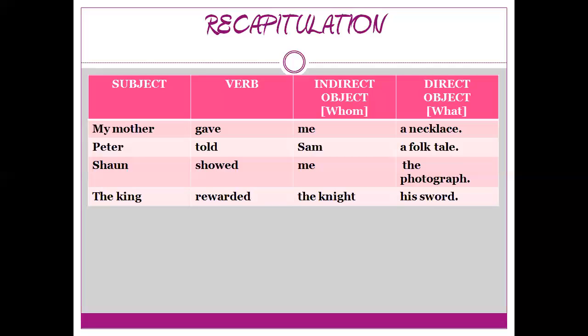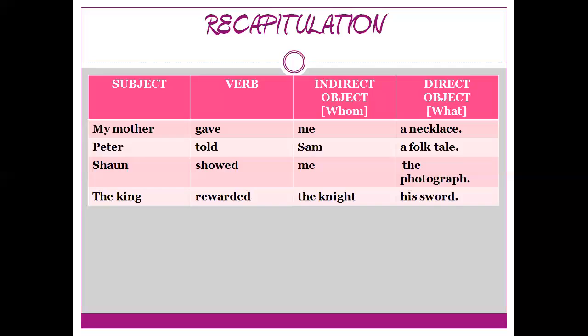Let's see the first example. My mother gave me a necklace. In this sentence, my mother is the subject. The verb is gave. And what is the indirect object here? For that, you have to frame a question: to whom did my mother give a necklace? So your answer is going to be me. So me is your indirect object. Now, if you want to find the direct object, what is the question going to be? What did my mother give me? And your answer is going to be a necklace.